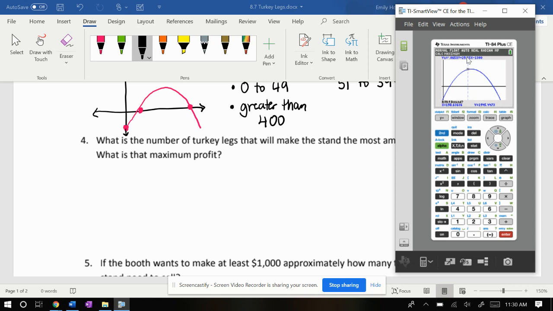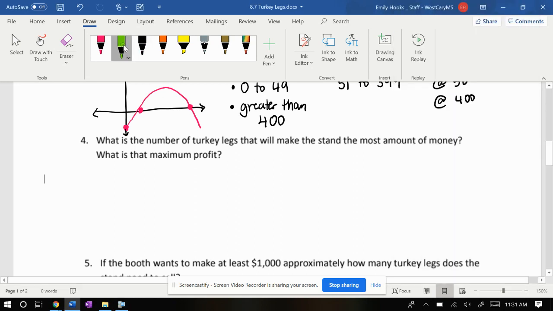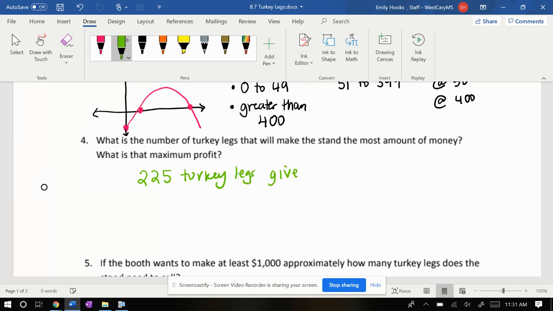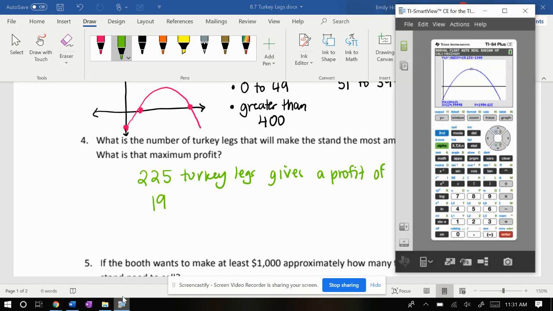Press enter. It's going to make a nice line. Then go to the right of your maximum, press enter, and then do it one more time. And then it makes the guess. So it's sitting here, and we're going to round that to 225 turkey legs. So 225 turkey legs gives a profit of, I can't remember, it was 19 something. Let me go back to my calculator.